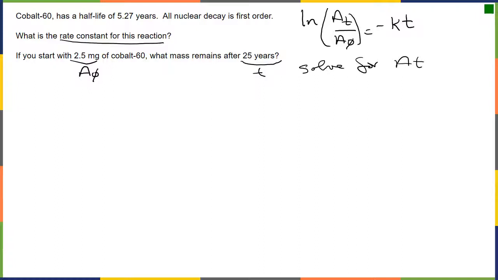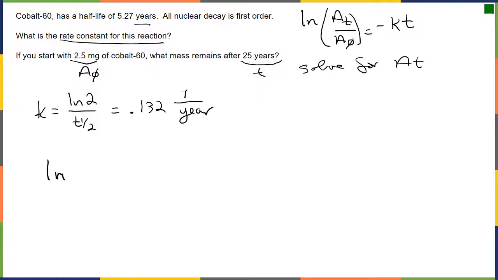Now, to solve for A sub t, we have to get k first. Well, k is the natural log of 2 over t sub 1/2. When you plug that into your calculator, you're going to get k is equal to 0.132, and because the half-life is in years, this is per year. And now we just plug.